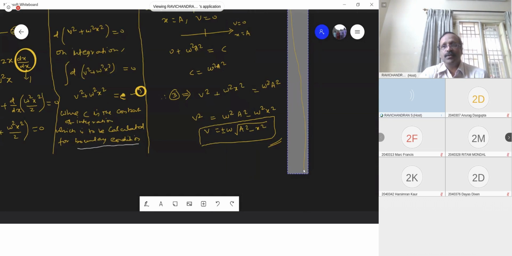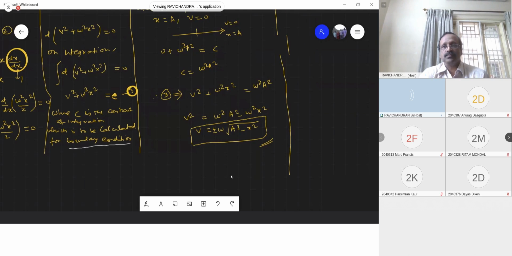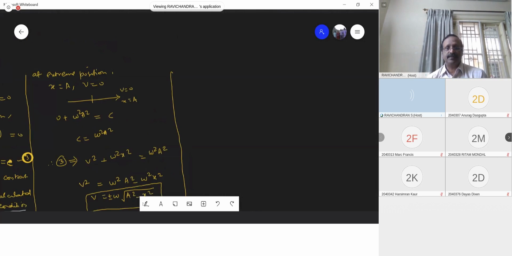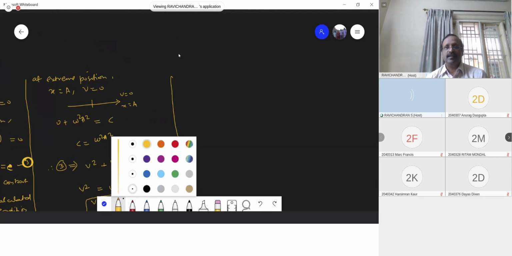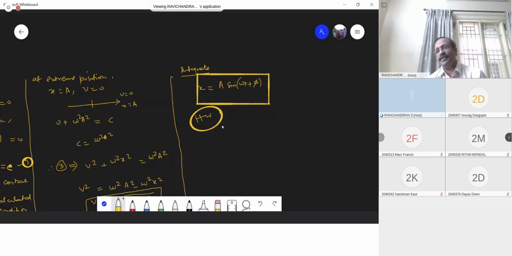Remember, after this, what you are going to do? After this, you are going to do this part. You integrate again. If you integrate again, I want to get the equation a into sine of omega t plus phi. This is the equation I want now. Right? You take it as a homework and then do it. If you have any doubt, you can ask me next class also.